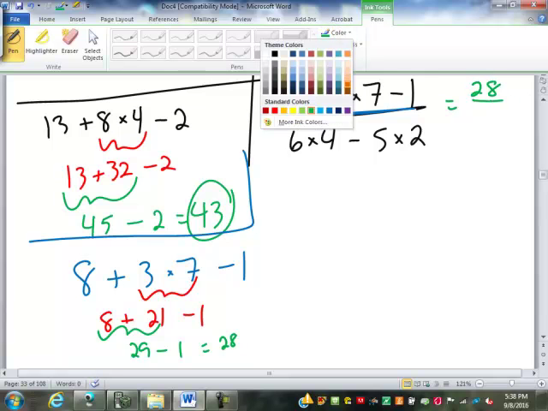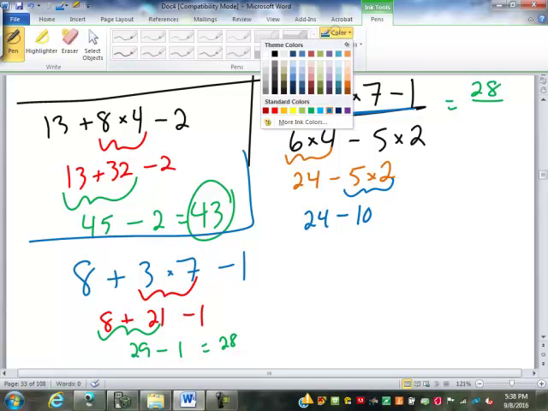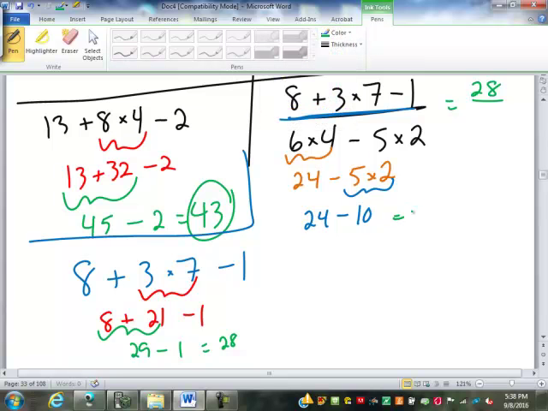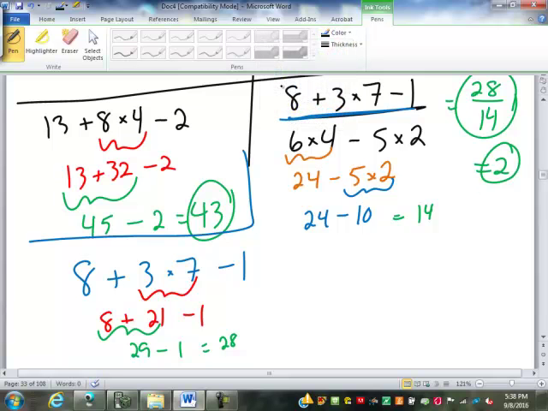What do we do first on bottom? 6 times 4 is 24. And then 5 times 2 is 10. And then 24 minus 10 is 14. So this is 28 divided by 14, which is 2. Anybody have all 4 of those right? Good deal. Any questions on those?